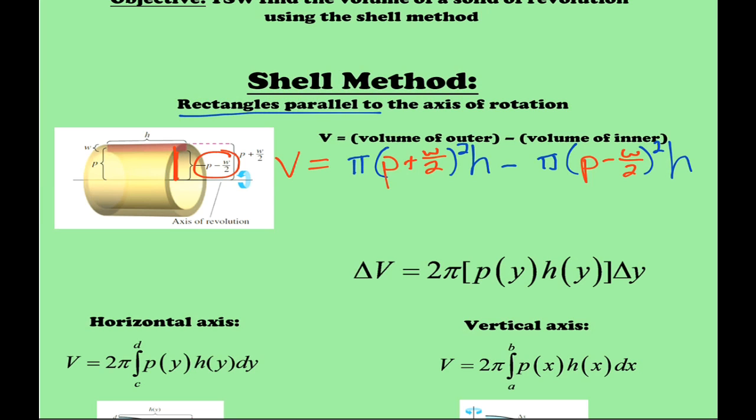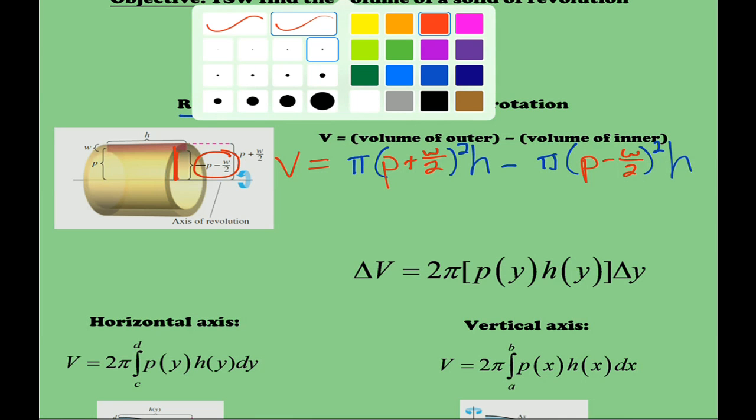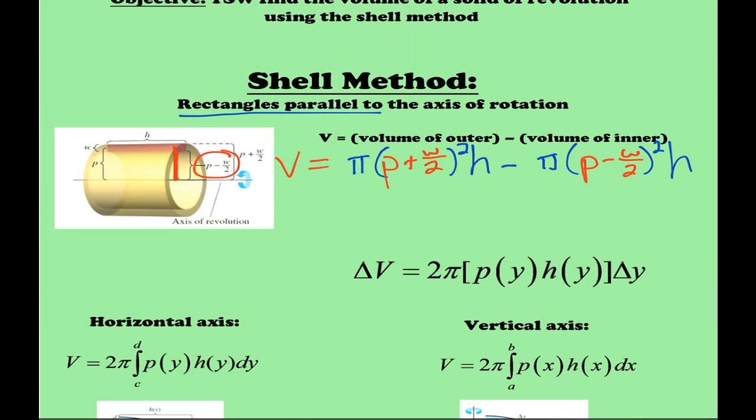Okay, kind of complicated. What you can do though, if you wanted to, is FOIL this all out, combine like terms. If you don't believe me, you can do it yourself, but you should end up getting 2 pi p h w. 2 pi, that's just a number. P again represents the distance from your axis of revolution to your rectangle.